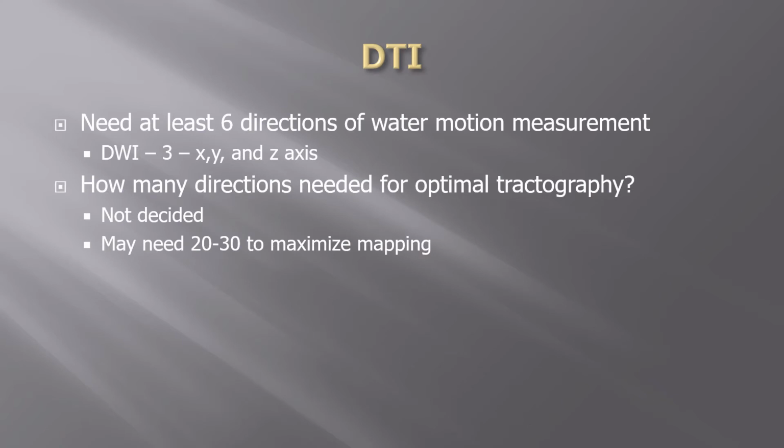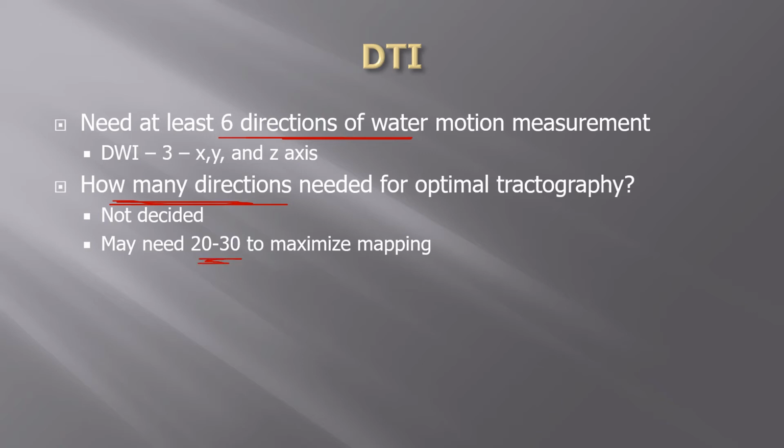For DTI, you need at least 6 directions of water motion. In research scenarios, often much greater than 6 directions are utilized. In our clinical scenario, oftentimes we're collecting 15 directions. It's still an outstanding question of how many directions you need and how you should collect them, like which angles of 3D you should turn your diffusion tensor imaging gradients on to really optimize to best demonstrate the connectivity of the white matter within the brain.